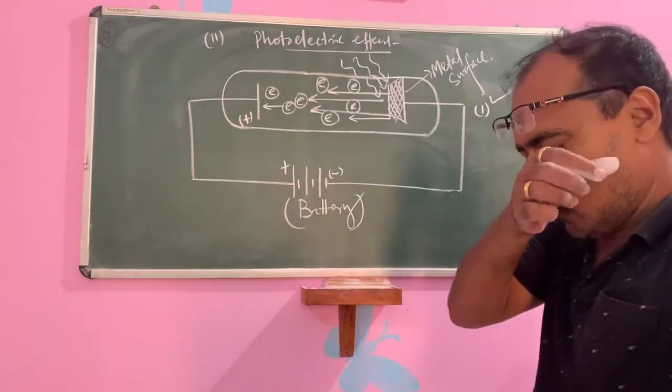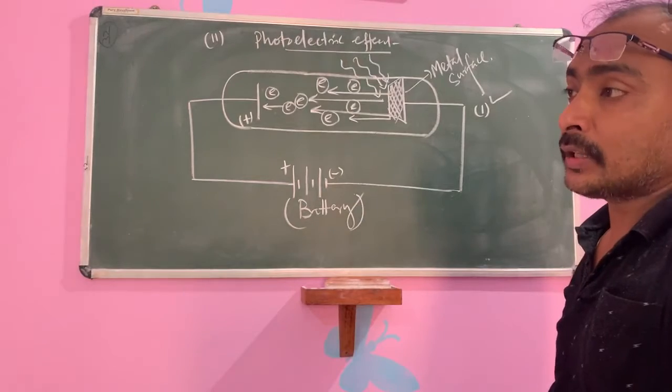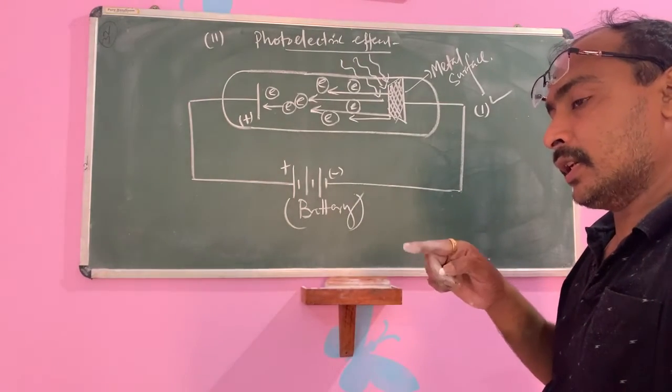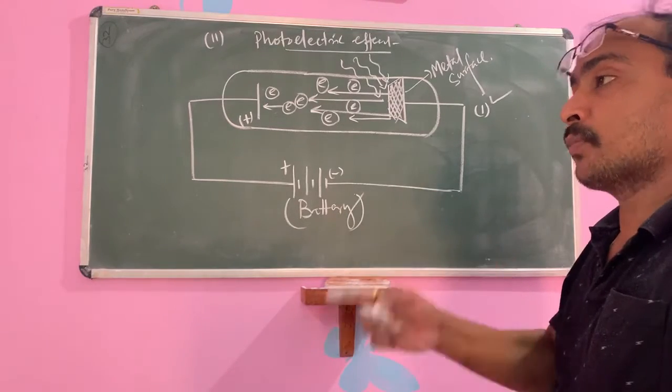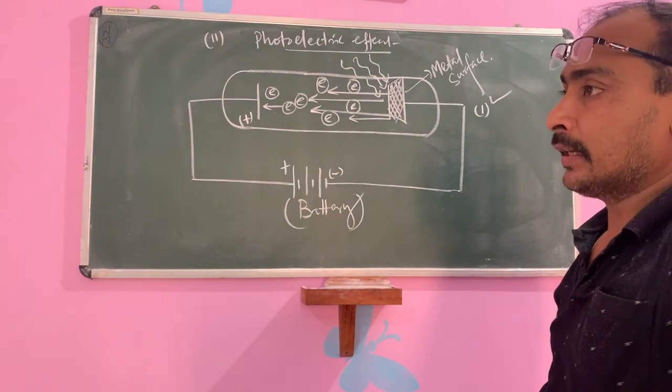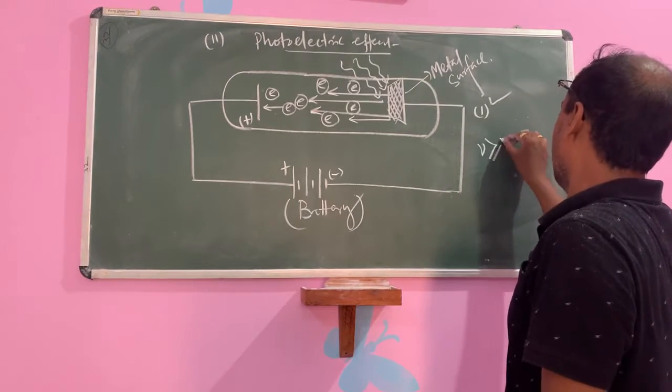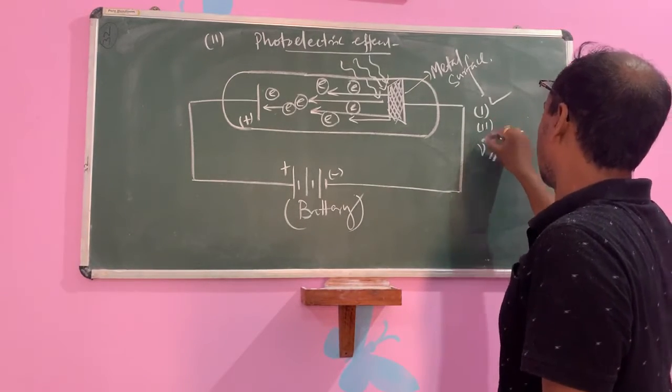Okay children? Next, the threshold frequency is the minimum frequency below which the photoelectric effect is not possible. You can say that mu greater than mu zero, where mu zero is the threshold. This is your third one.